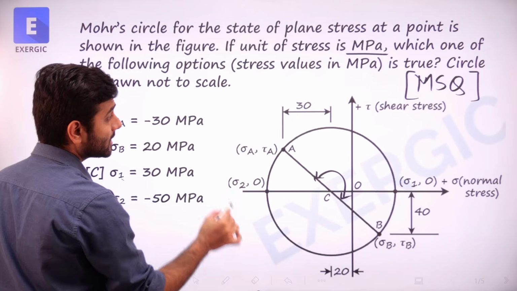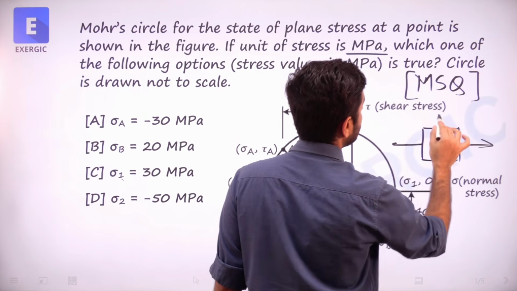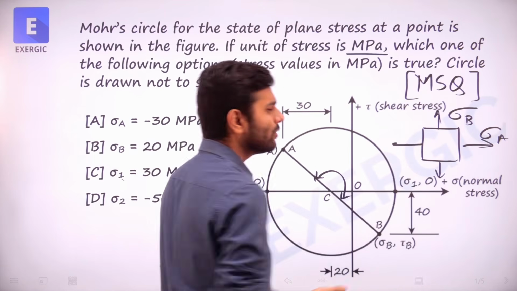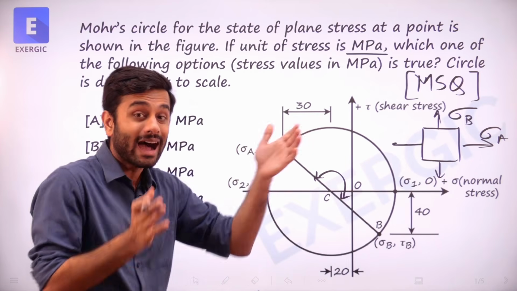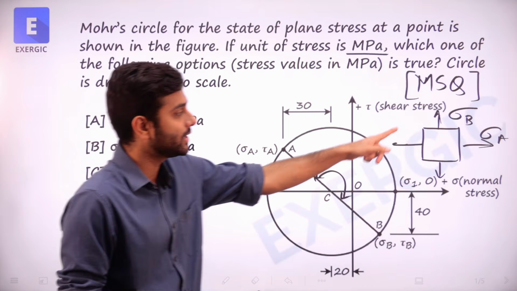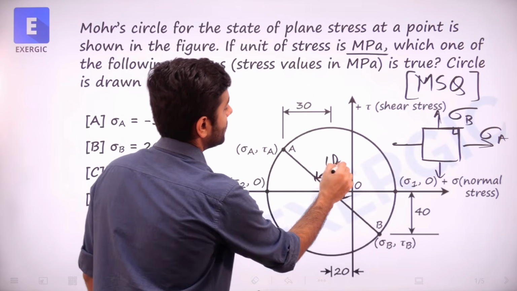So if I try to make their element, the element will look something like this, where they will be 90 degrees apart, as we already know that the angle in the element is half of the angle in the Mohr circle, or the angle of the Mohr circle is 2 times the angle of the element. So here the angle between this plane and this plane is 90, but here the angle between them is 180.